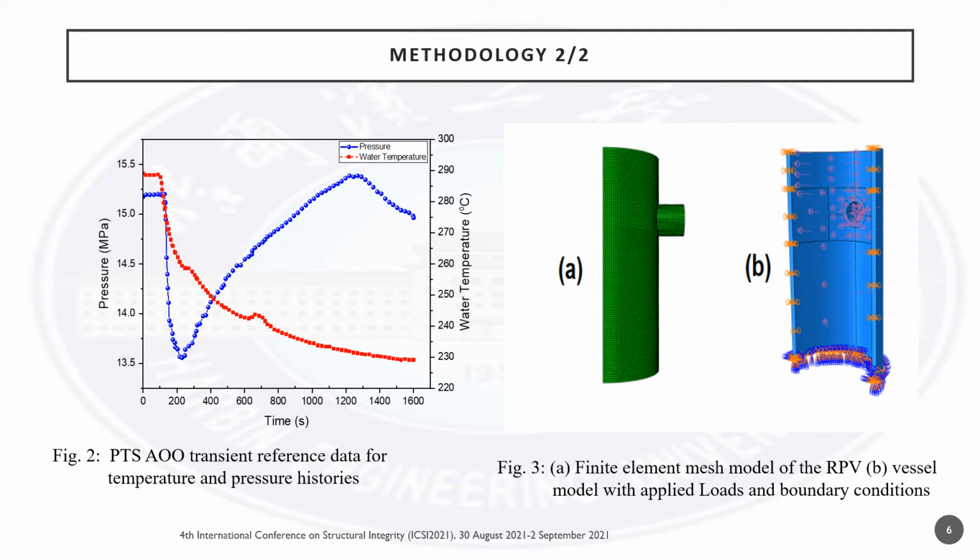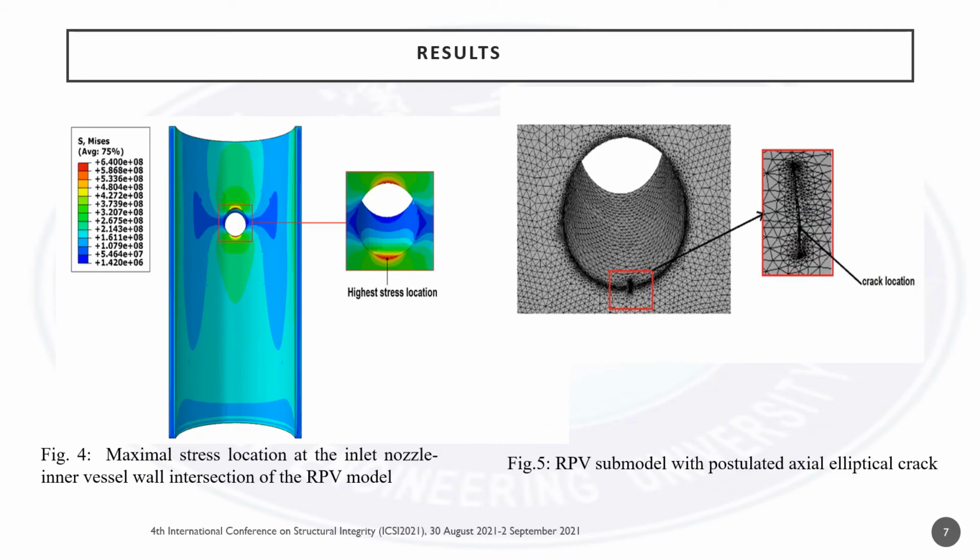And B also depicts the loadings and the boundary conditions applied for the thermomechanical coupling analysis. Fig 4 shows the simulated results after the thermomechanical coupling analysis. In Fig 4, the section that has the highest stress location is around the nozzle area of the reactor pressure vessel. Fig 5 shows the submodel that was created after the thermomechanical analysis indicated the highest stress location. The stress and the crack locations are shown in Fig 5. An axial semi-elliptical crack is placed at the highest stress location, and the simulation is performed using our method.